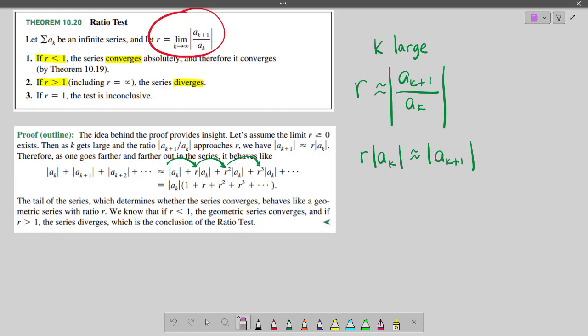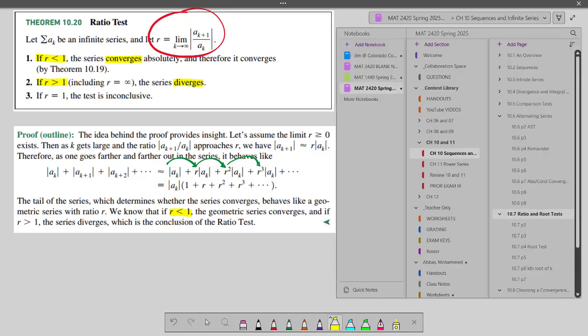So the meaning of this is that when you're out in the tail, R is about equal to that ratio. Multiply both sides by the denominator. That's what geometric means. Geometric means next is constant times prior. And if you replace the k with k plus 1 and then k plus 2 and then k plus 3, this is a true domino effect all the way down. So that's why the geometric series comes into play for the ratio test. So R less than 1, converge. Greater than 1, diverge. So let's try it.